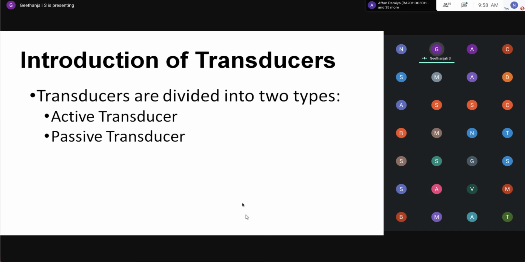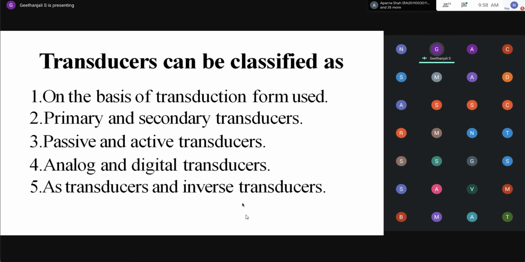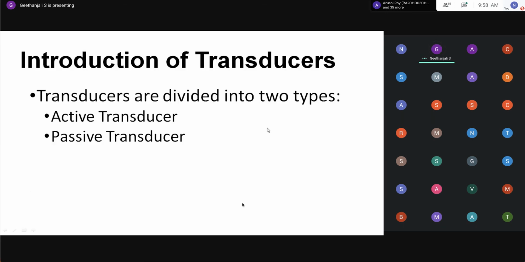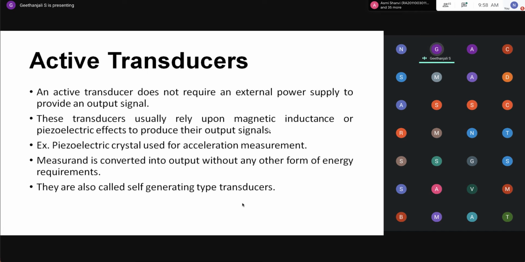The first one is introduction of transducers. The transducers are divided into 2 types, active transducers and passive transducers. Let us see the third type first, the active transducer. Active transducers do not require an external power supply to provide an output signal. So it does not depend on external devices, and does not require external power.